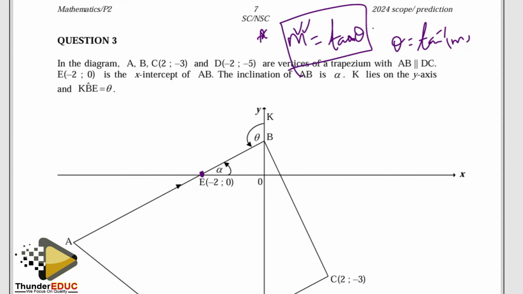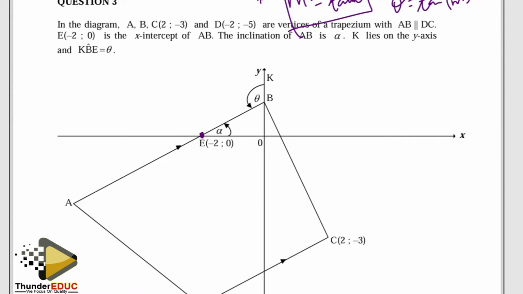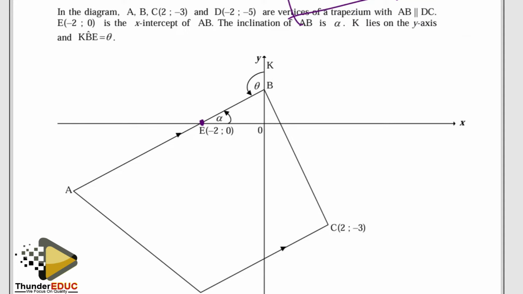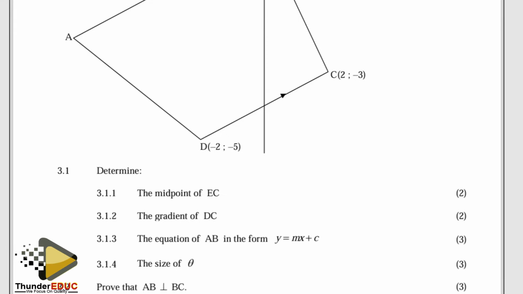So in the diagram, A, B, C, and D are vertices of a trapezium. With a trapezium, we only have one pair of parallel sides. AB is parallel to that. E is that of A with X intercept of that, inclination of alpha with K that lies there. Good.